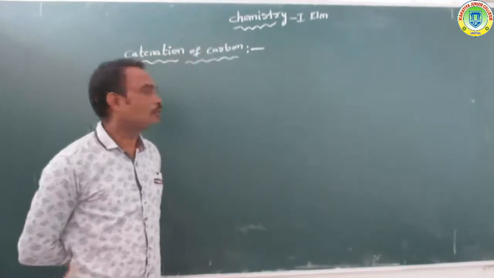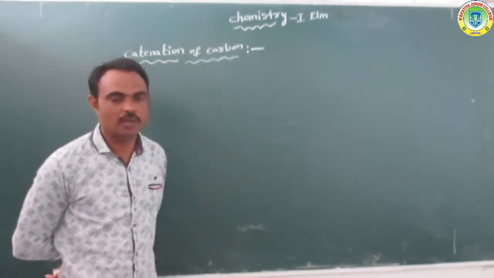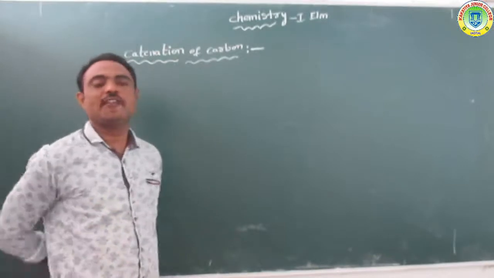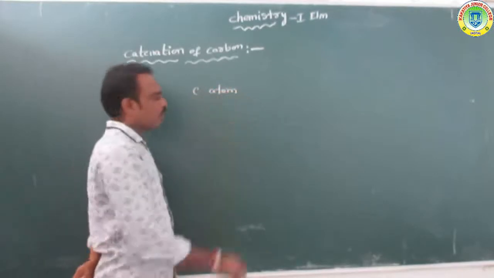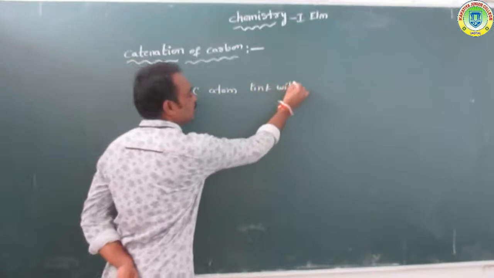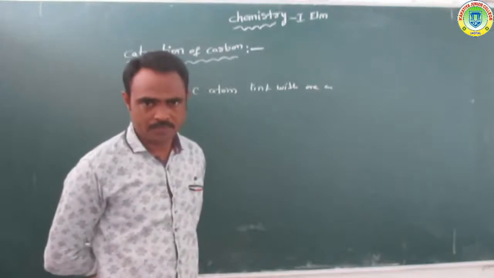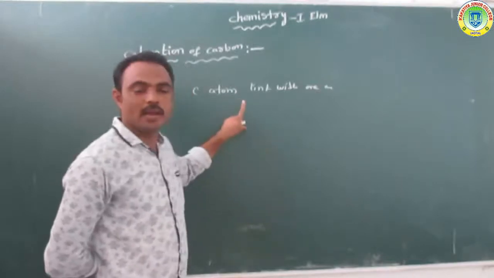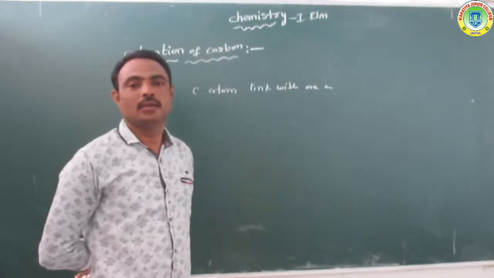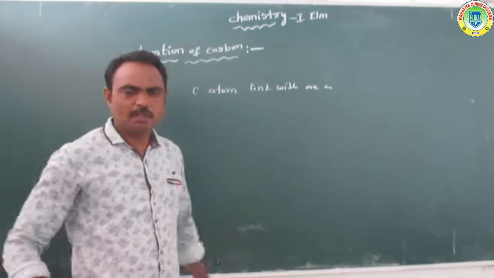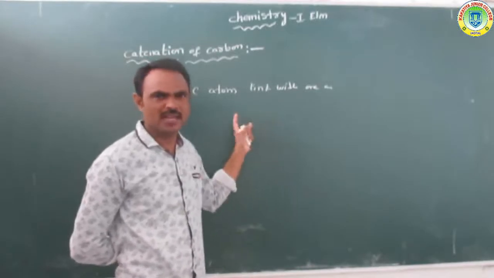Now the next topic, catenation of carbon. What is the meaning of catenation? Mainly, carbon atoms link with one another through covalent bonds. Simply, we call the linking of carbon atoms, just like a chain, catenation.